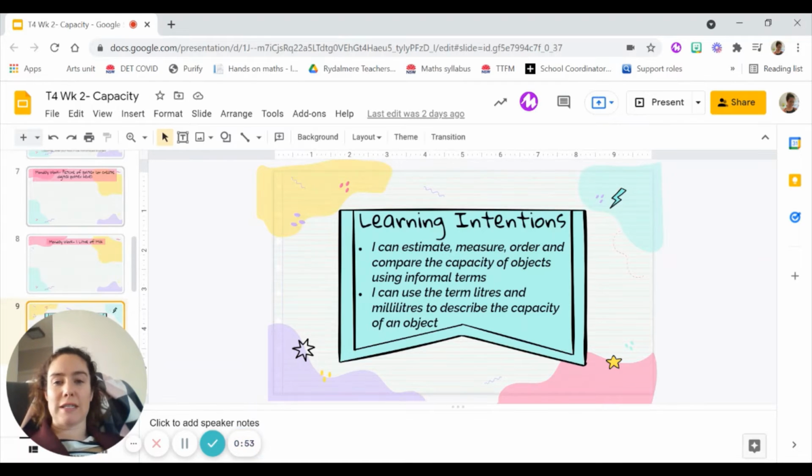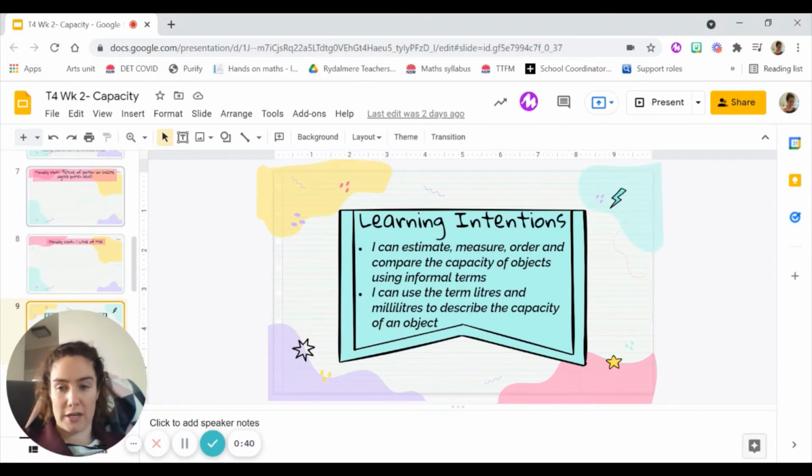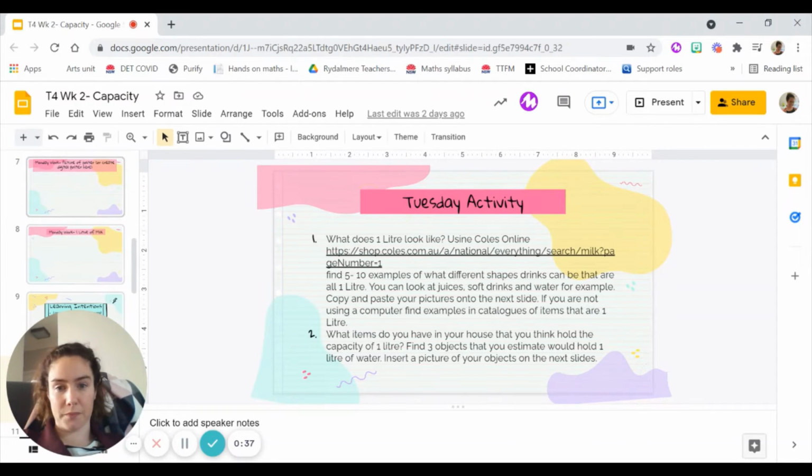All right, for Tuesday's lesson now, we have: I can estimate, measure, order, and compare the capacity of objects using informal terms, and I can use the terms liters and milliliters to describe the capacity of an object. So going on with the same learning intentions from the previous lesson. So what does 1 litre look like?